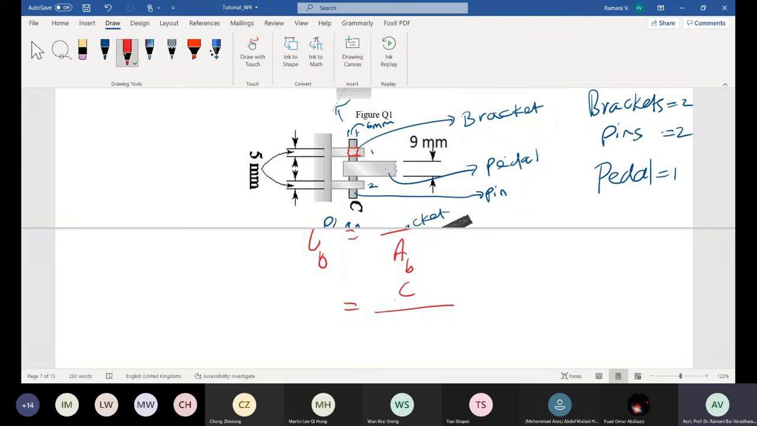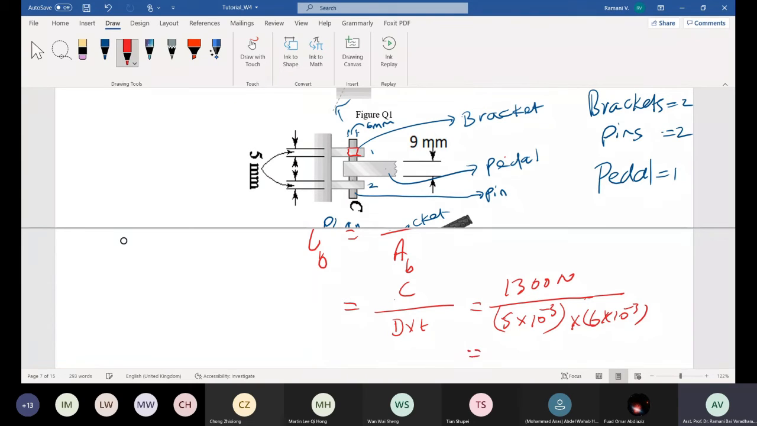All right, so now, area, how much is this? Again it is d times t. The width is not given as a diameter, it's given as the bracket. So I substitute this as 1300 newtons divided by d, which is 5 into 10 power minus 3, times t. It has to shear through this much thickness. Thickness is 6 into 10 power minus 3.